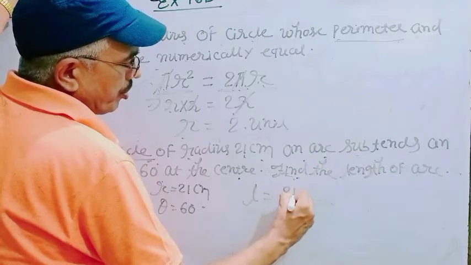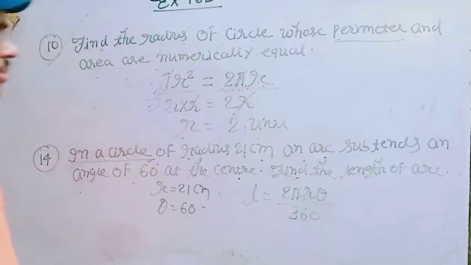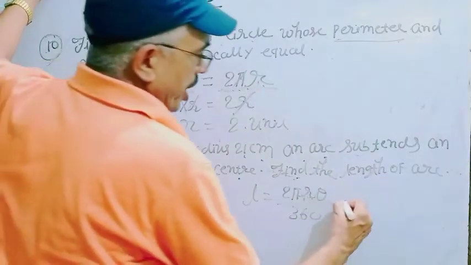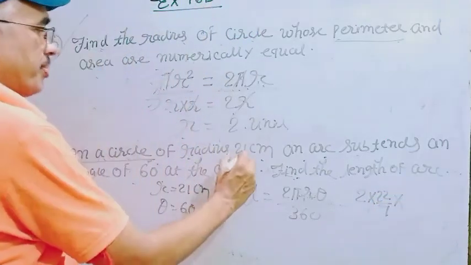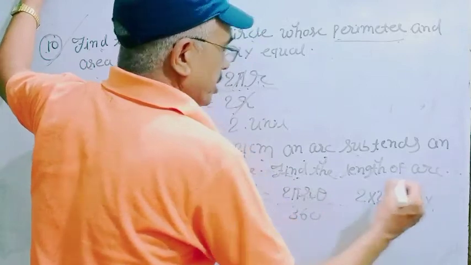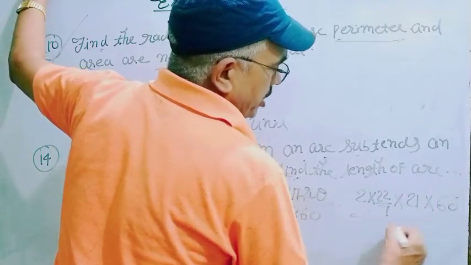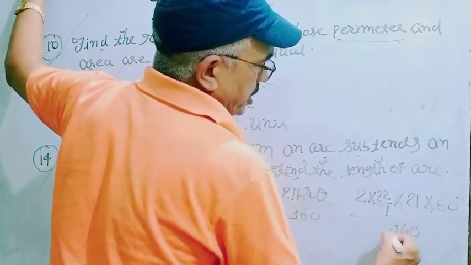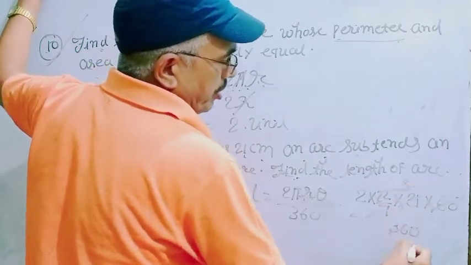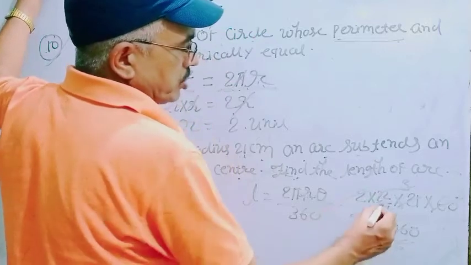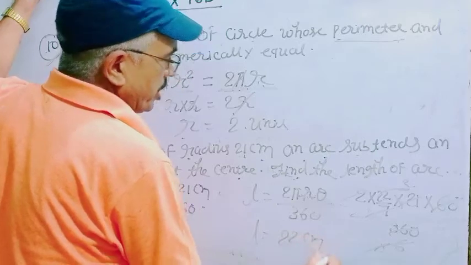So L is equal to 2 pi r theta by 360. It is the formula of the length of the arc. So dear student, now we write the value 2 into 22 by 7. What is the length of the radius? That is 21. What is the theta? Theta is 60 degrees. I write here 60 degrees and then here is 360. So 6 sixes are 36, and 7 threes are 21, and 3 twos are 6, and 2 cancels. So you have only 22 remaining here. Then in your answer, the length will be 22 cm.